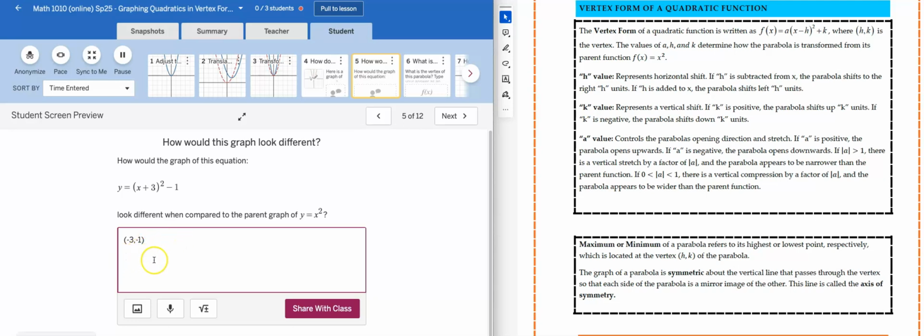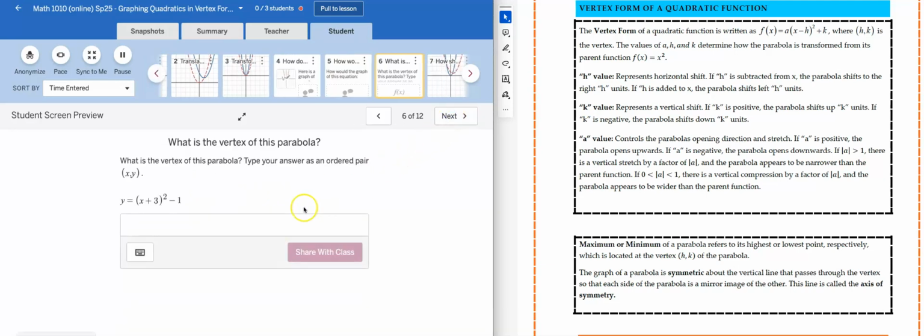So that's where my vertex is. And so if we set it in words, like how it's different, right? This -3 is telling me it's going to be shifted 3 places to the left and then 1 place down. Because remember, this is telling us our left and right shift, and then this number is telling us our up and down.